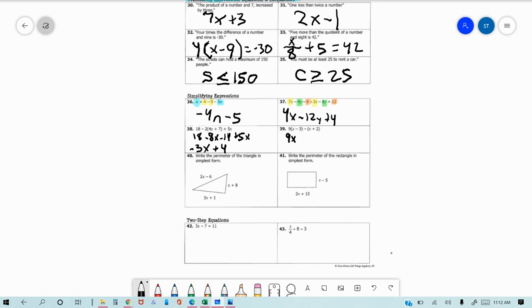So 9x minus 27 minus x minus 2. So we put a minus 2 because we actually subtracted a positive, so it turns into a negative, okay? So let's get those x's together. So 9 minus 1, because this is the same thing as having 1x. So 9 minus 1 would be 8x, and 27 minus 2 would be minus 29, okay?